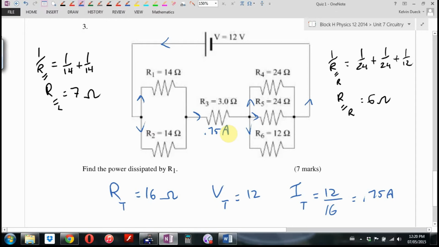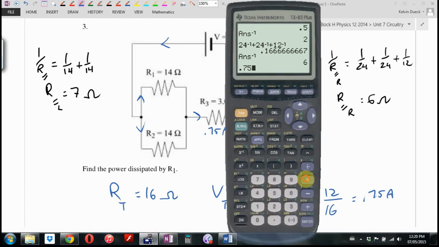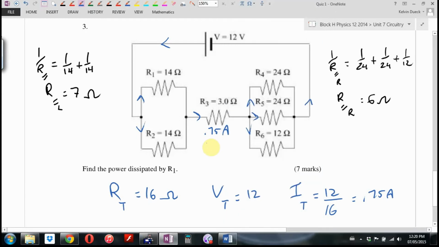Oh, and it means 0.75 times 3, 2.25 volts through there. Now, this is where, because these two resistors are identical, I could use a shortcut. What happens to current between identical resistors? It does split evenly. It's going to be 0.375. If you didn't know that, I'll do it the long way. But if you jump straight to that, great.